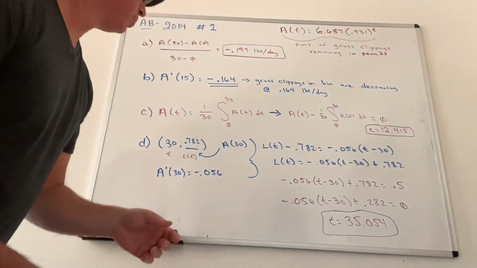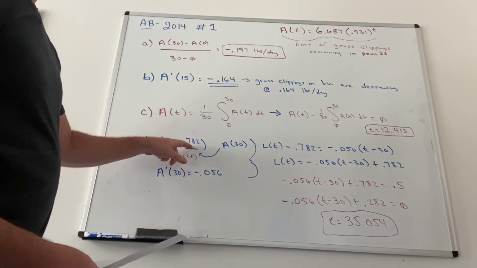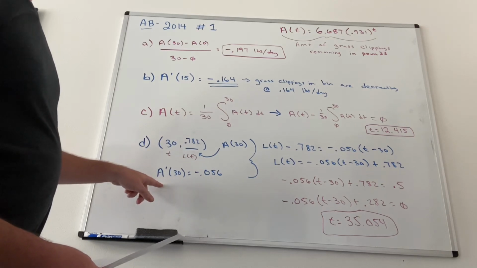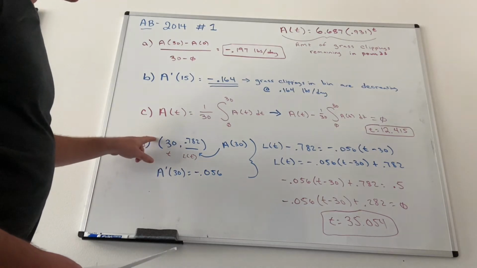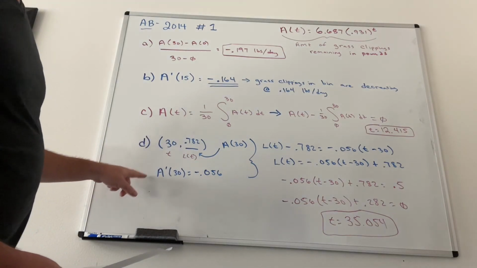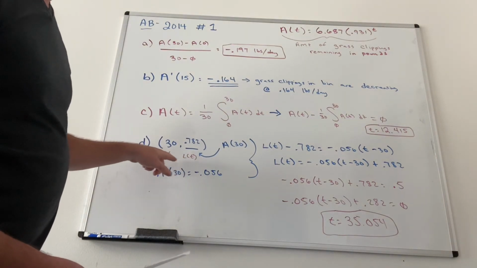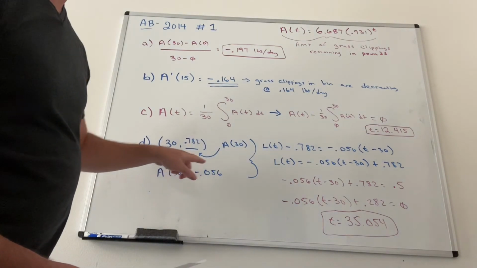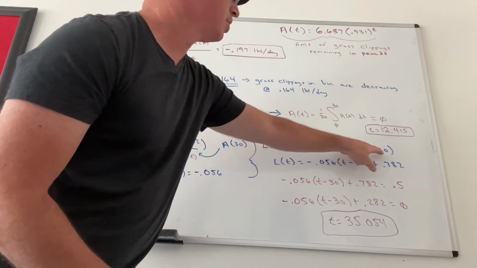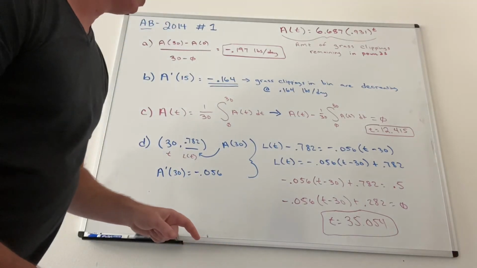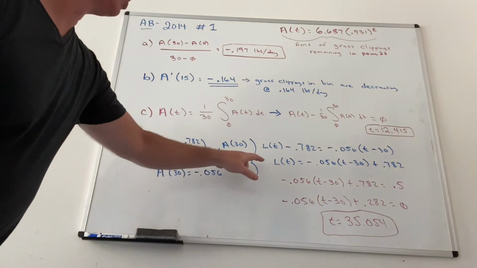So I can plug 30 into the A of t equation and I get 0.782, all right? A prime of 30 is negative 0.056. All right, so I've got my point and my slope. When I write my line over here, they've called it L of t, so I've labeled my points as t and L of t. All right, so y minus y1 equals m times x minus x1. I just added 0.782 to both sides. Didn't really feel like dealing with the decimals, so I just left it.